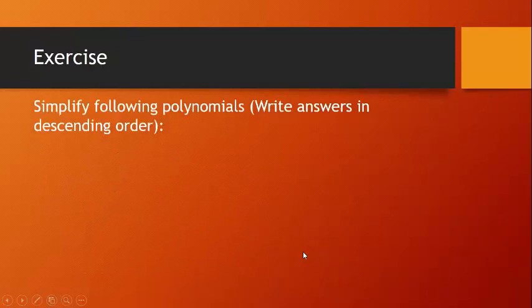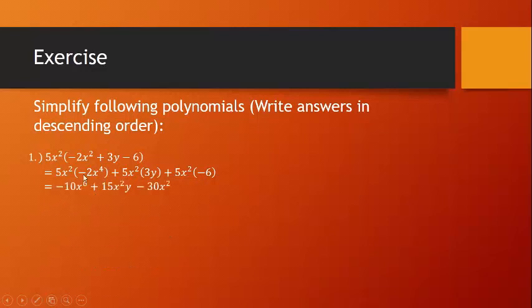Now let us have a short exercise. Simplify the following polynomials. Write answers in descending order. For example, number 1, 5x squared times negative 2x to the 4th plus 3y minus 6. In this case, we are just going to distribute 5x squared to the terms inside the parentheses. So that will result to 5x squared times negative 2x raised to 4 plus 5x squared times 3y plus 5x squared times negative 6y. Simplifying this, we have negative 10x raised to 6 plus 15x squared times y minus 30x squared.